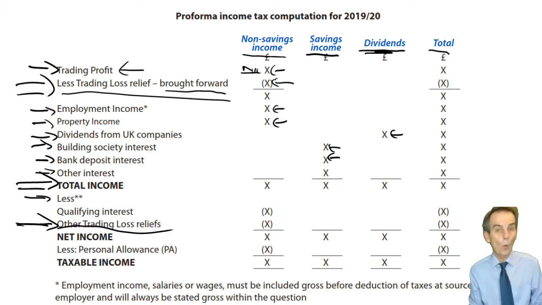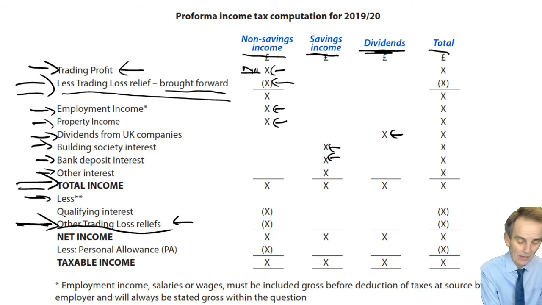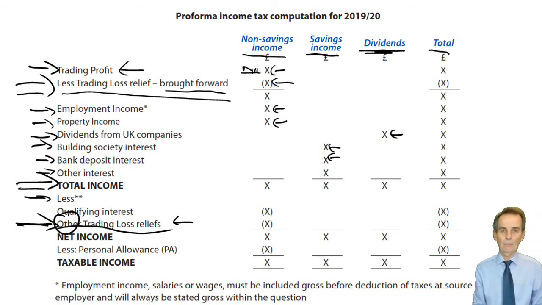And then one of the possible other reliefs is down here. One of these other trading loss reliefs is indeed to set it off against the total income of this tax year, to set it against the total income of the tax year.